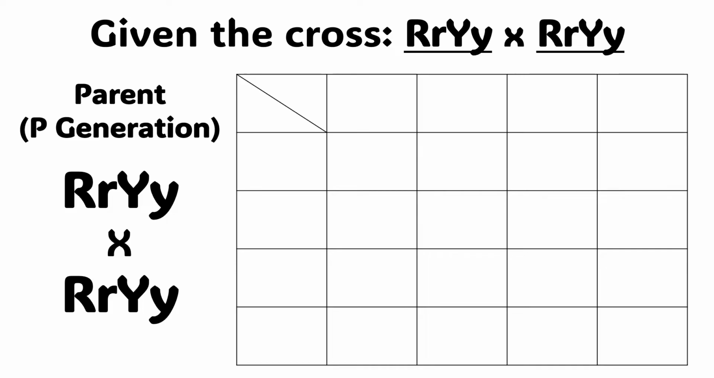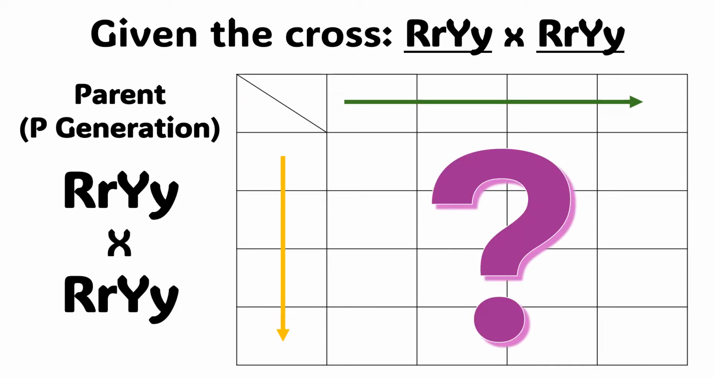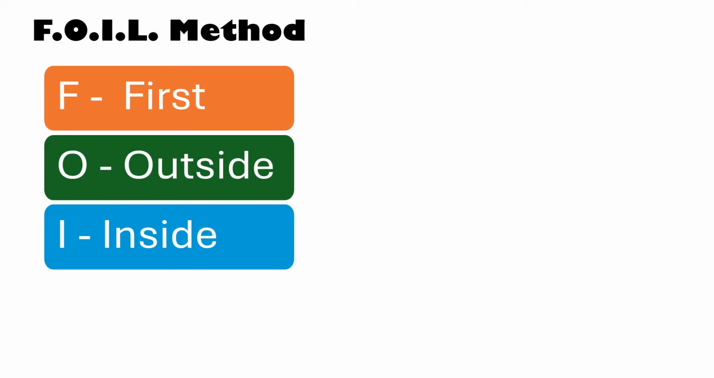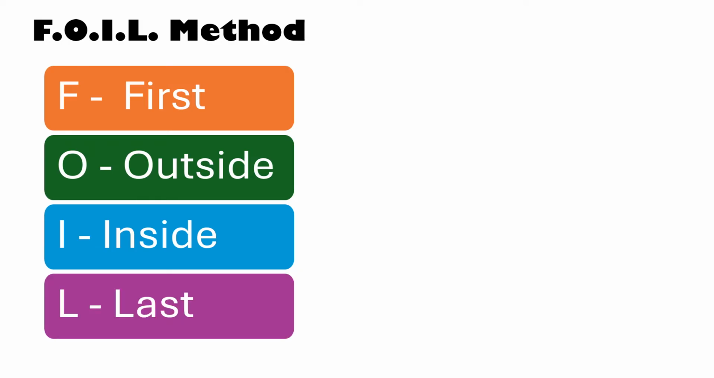But for us to perform a dihybrid cross, we have to put combinations here and here. But what combinations of genotypes or characteristics should be placed there? So the answer is the FOIL method. F is for first, O is for outside, I is for inside, L is for last.